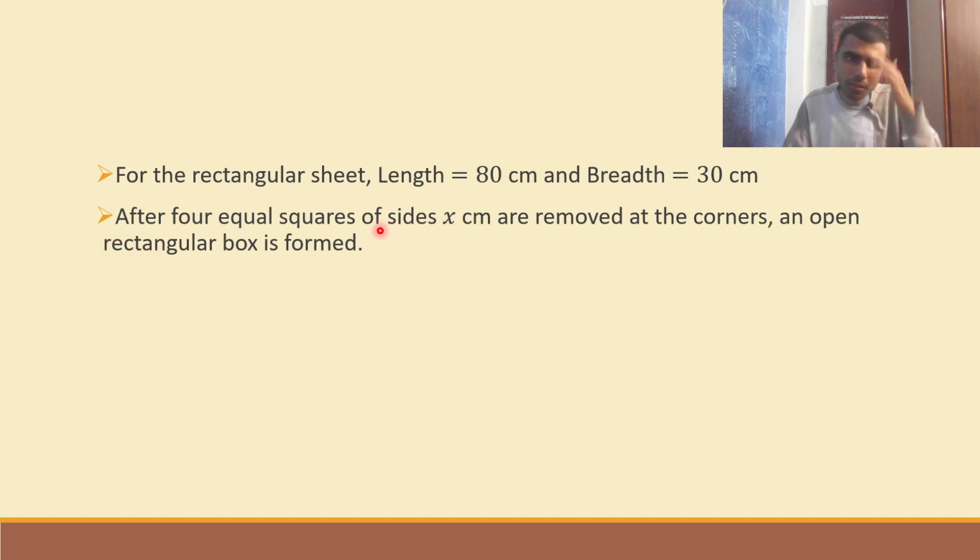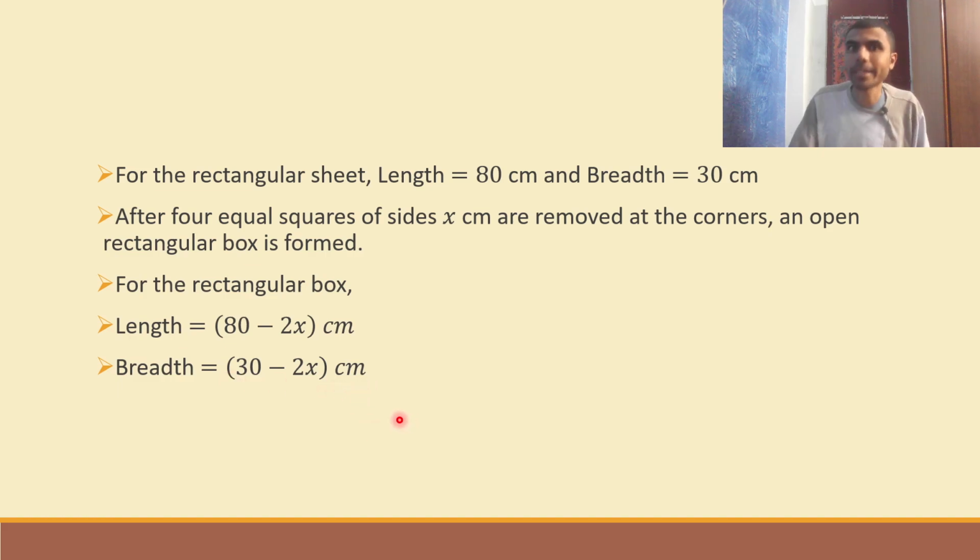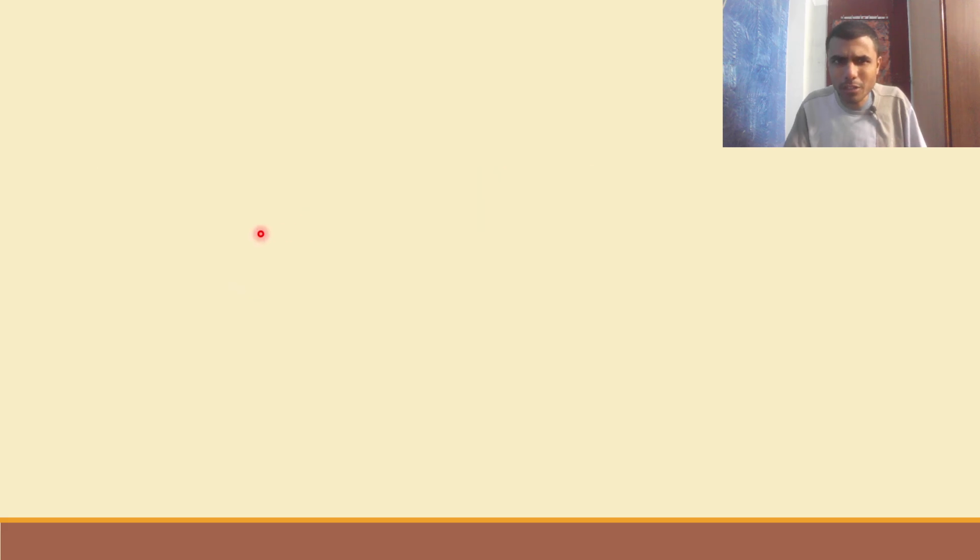Now, for the rectangular sheet, length is 80 centimeters and breadth is 30 centimeters. After four equal squares of sides x centimeters are removed at the corners, an open rectangular box is formed. For the rectangular box, length is 80 minus 2x centimeters, breadth is 30 minus 2x centimeters, and height is x centimeters.